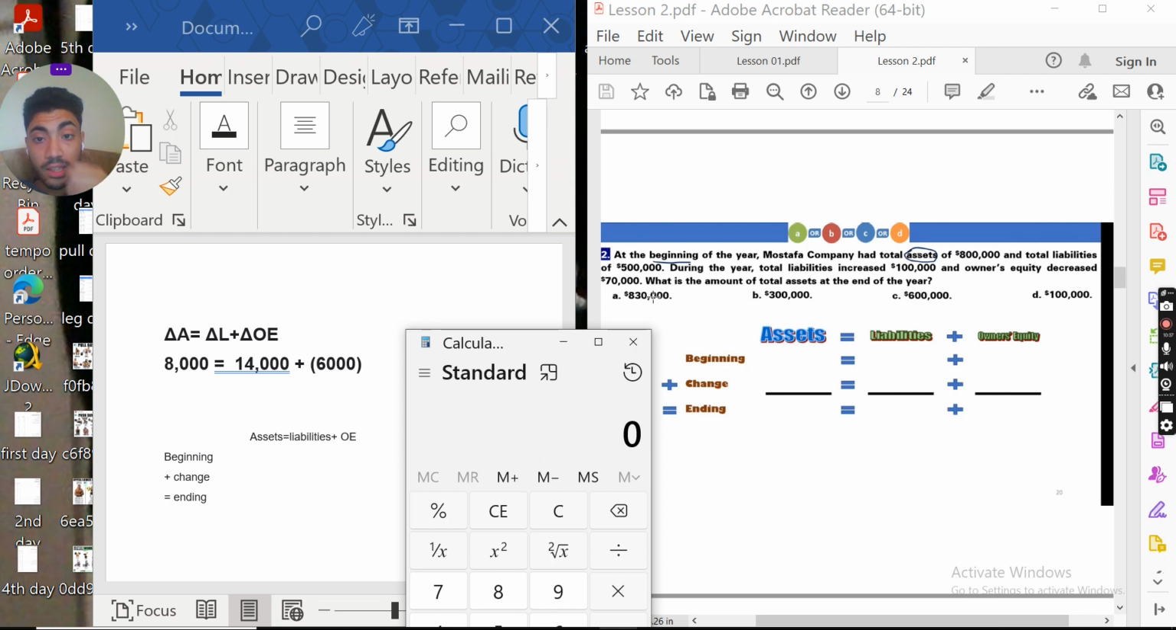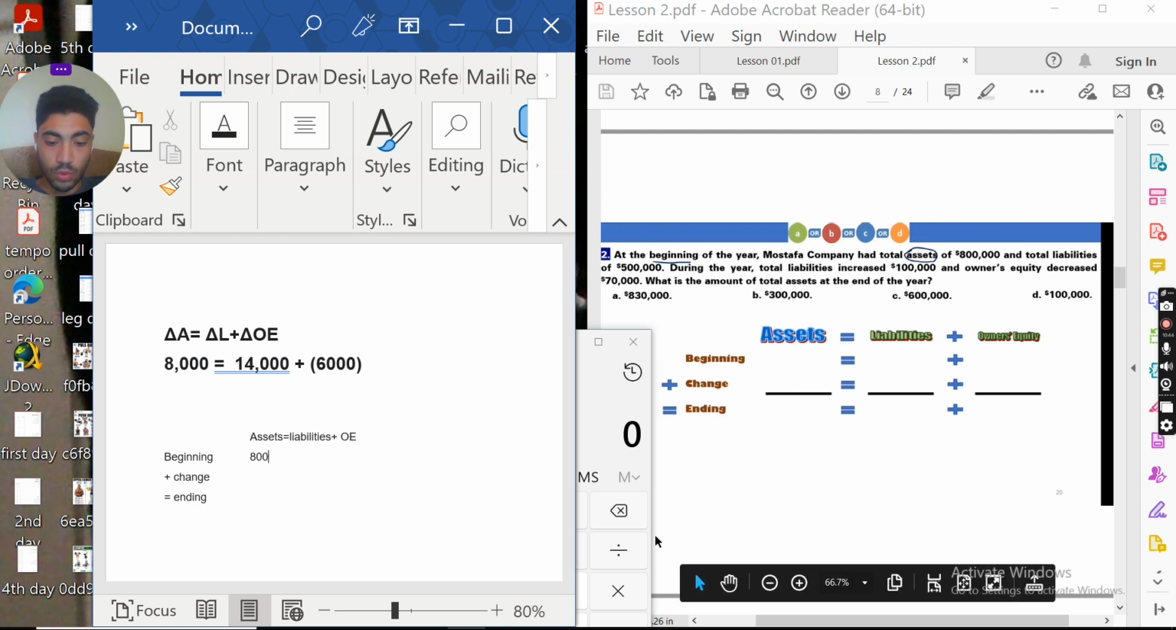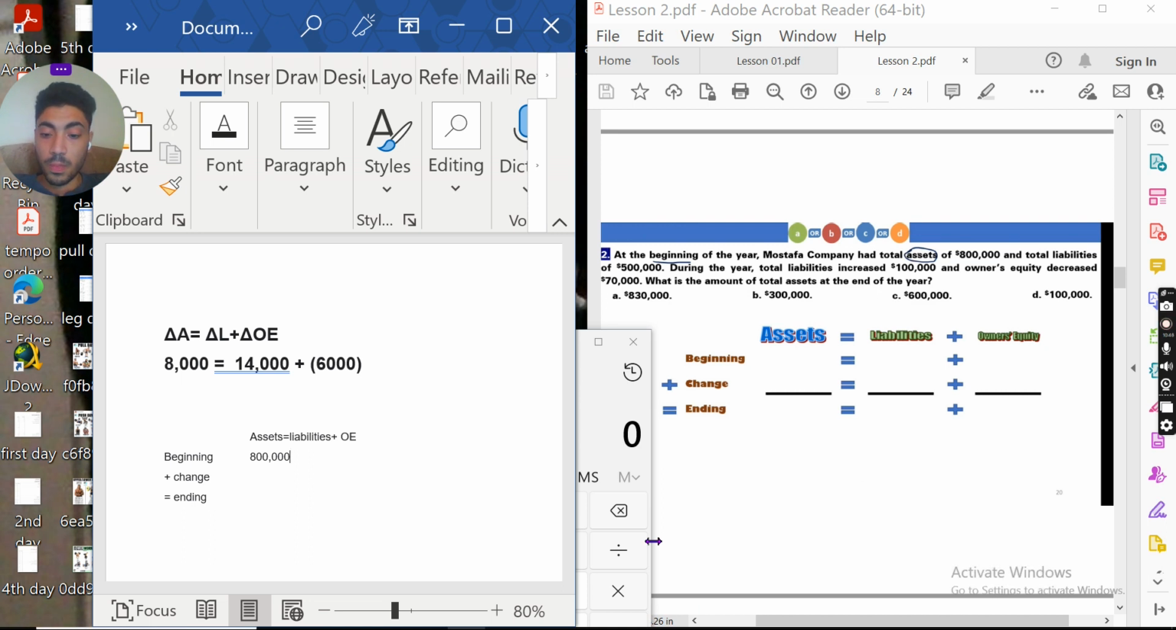At the beginning of the year, Mustafa company had total assets of 800,000. We started our company with 800,000 in assets. That's good. And total liabilities of 500,000. Let's think about it like a story. Like we borrow money from the bank, for example 500,000 pounds, and that's a liability.